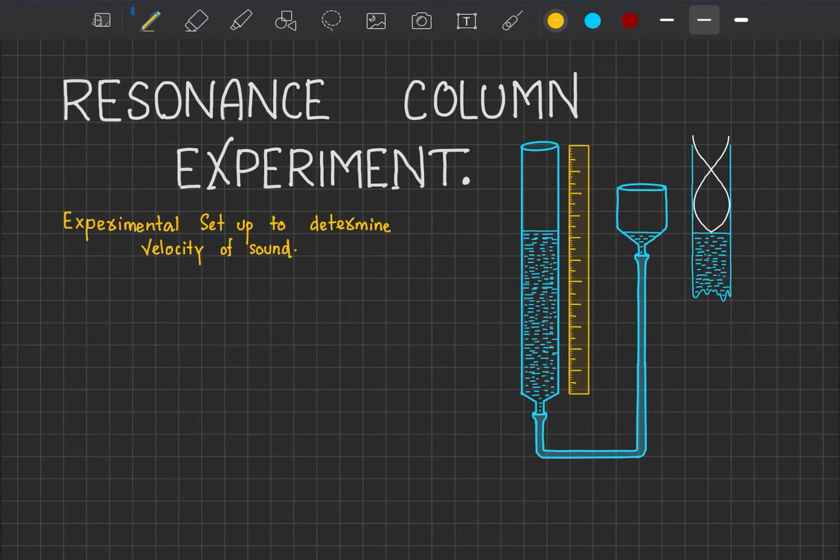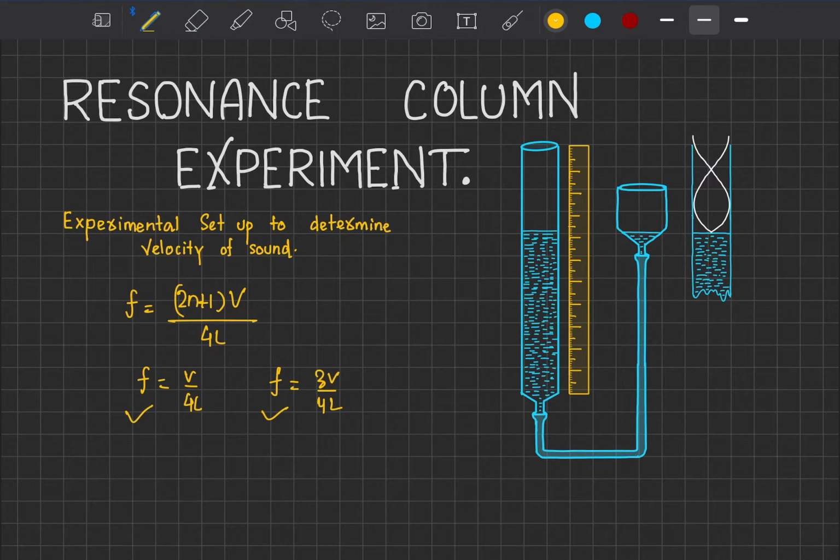So let's write it down. F equals 2n plus 1 into V by 4L, where V is the velocity of sound and L is the length of the organ pipe. If we use this relation, then we get F. For n equals 0, we get F equals V by 4L. So this is one of the frequencies. For n equals 1, we get F equals 3V by 4L. So these are the frequencies which will create a standing wave in that organ pipe.